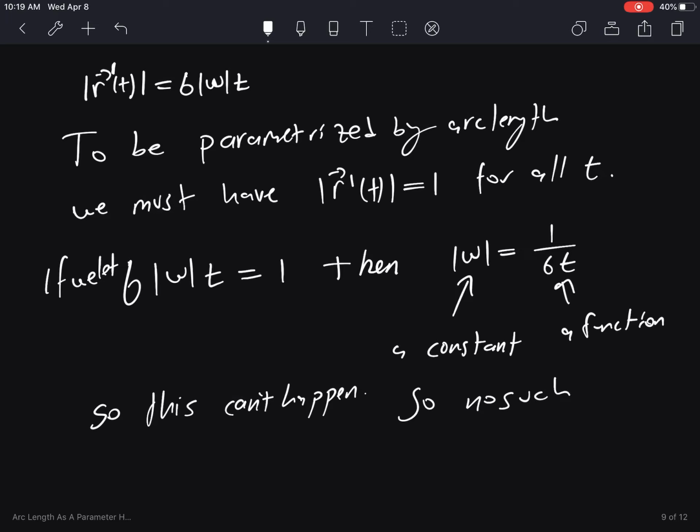So no such value of omega exists. No matter what value we give to omega, this parameterization is never going to be arc length parameterized. Okay, so that's it.